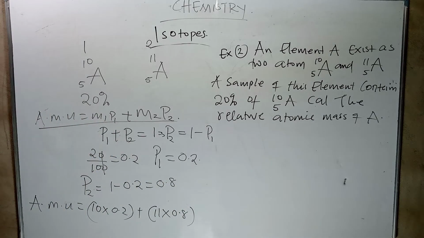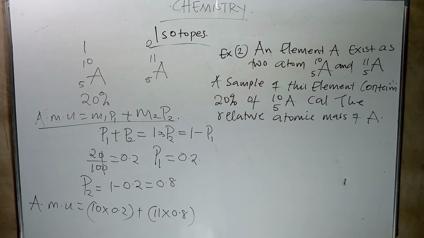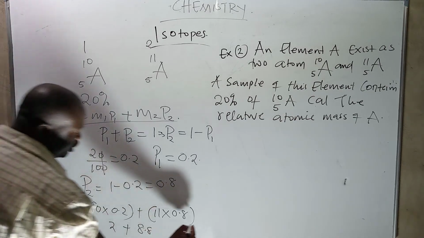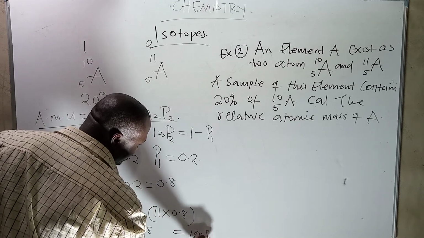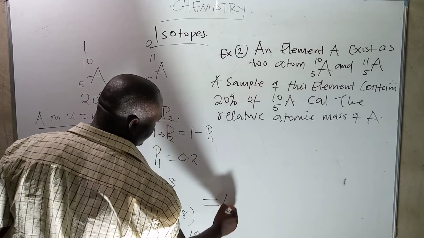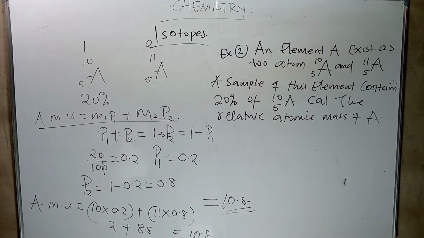If you multiply those and add them together, the total answer should give you 10.8, because this will give you 2 plus 8.8. So your total answer should be 10.8. Like I said, this is so easy. Let me write it here. This should give you 10.8. Let's go to the next example.